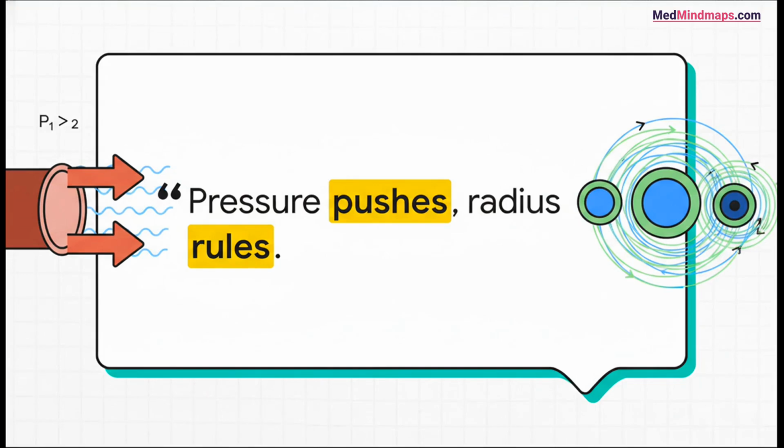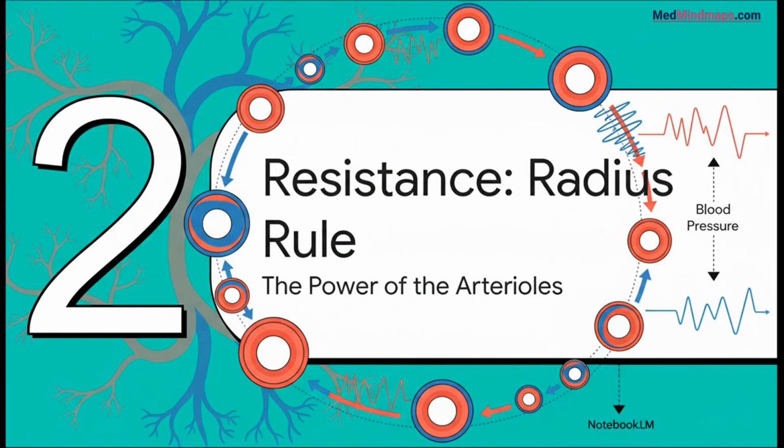If there's one phrase you walk away with today, let it be this one. Pressure pushes, radius rules. Yeah, the pressure gradient is what gets the blood moving, but as you're about to see, it's the radius of the blood vessels that really, truly calls the shots. Okay, let's really dig into that second part of the phrase, radius rules. Because out of all the things in our system, the radius of our small arteries, the arterioles, is without a doubt the most powerful and fastest way our body controls blood pressure.